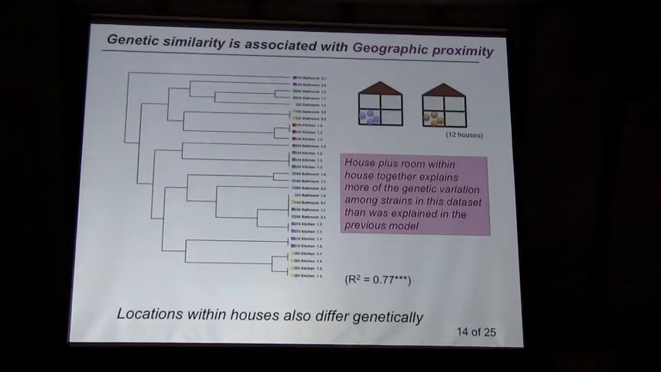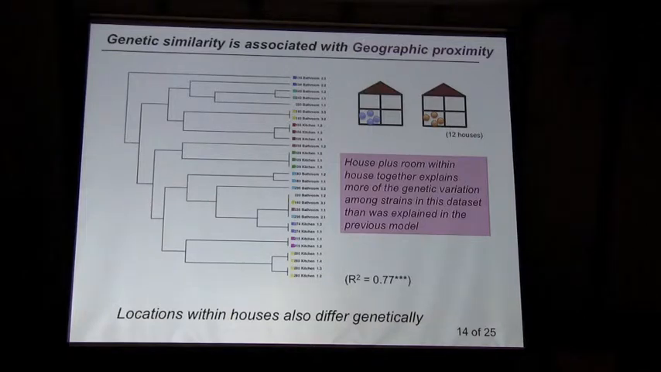What I would have liked to have done to look at location would be a nested model, but the data are just too sparse to do that. So what I did instead was take a single room in a house and look at all of the strains that we get from that one room. So now I have a location variable which includes both the house of isolation and the location within the house. And when I look at whether that location information helps me predict genetic similarity, it does very well, with an R-squared of 0.77. You can see that very nicely in the tree. Now, it's not really fair to compare R-squareds between data sets that are not the same, but I think this is anecdotal evidence, and the best that we can do, to suggest that isolation by distance is going on within houses as well as between them.